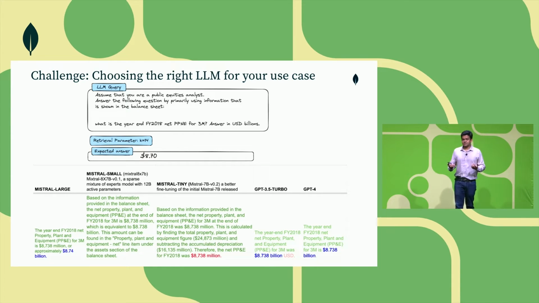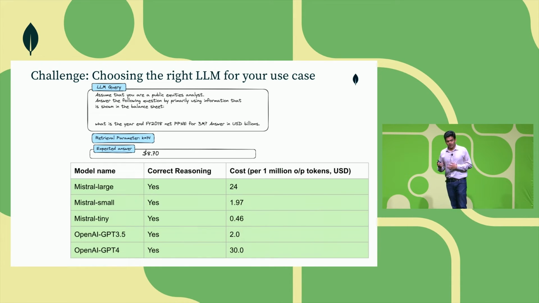And the question is why not just choose the biggest, the most accurate model? The answer to that basically lies in these models' cost, depending on what it takes to run them. For all the previous classes of model that we talked about, you can see the cost in the table below, which is the cost of 1 million output tokens in US dollars. For the largest model from Mistral, it costs $24 per million tokens, followed by Mistral Small, which is 1.97. This is a crazy difference in price point, followed by Mistral Tiny, which is 0.46, right?